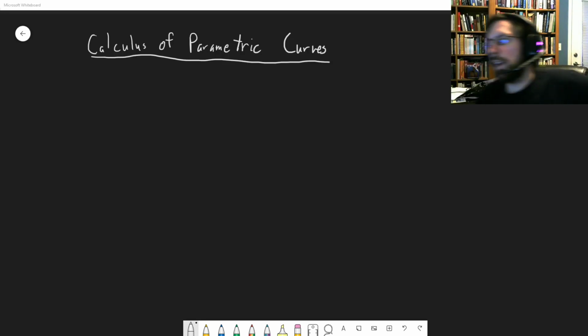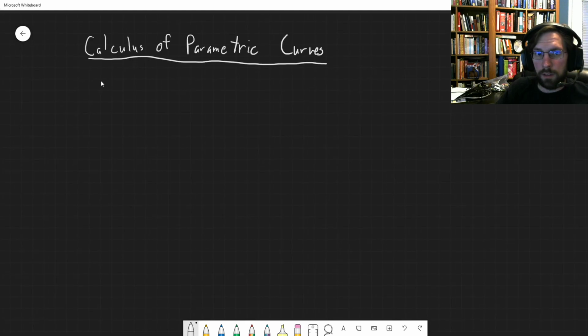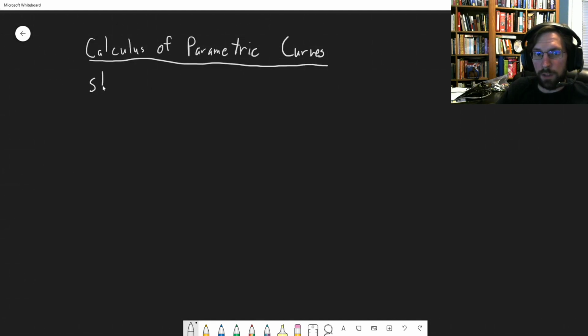Okay, so now that we have some familiarity with parametric curves, we can start being a little bit fancy with them, and we can start doing some calculus on these parametric curves. The first thing we're going to start with is finding slopes of tangent lines. Okay, so recall, the slope of a tangent line.